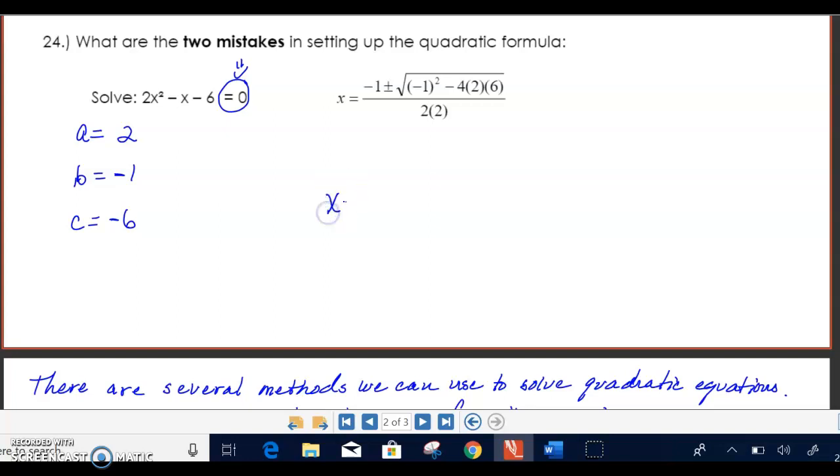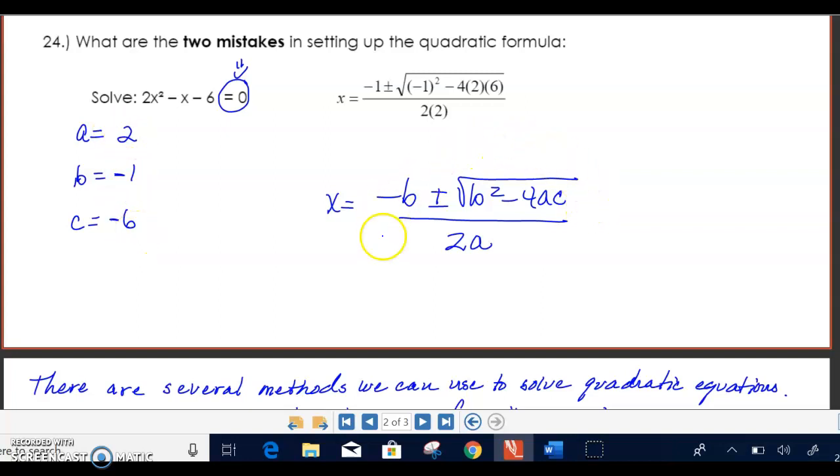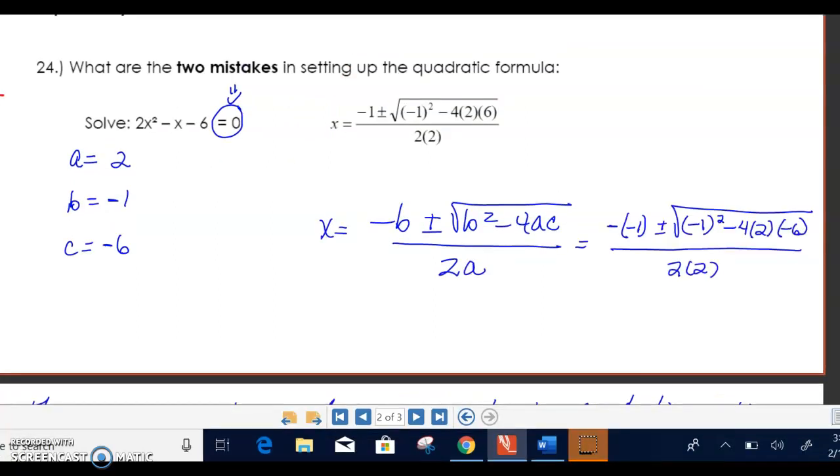And remember, the formula is negative b plus or minus the square root of b squared minus 4ac all over 2a. Actually, I would like you to pause the video. I would like you to put the values of a, b, and c into this formula. Compare what you get to this one that has mistakes and see if you can find the mistakes. So pause the video and try it on your own. Did you find the mistake they made?